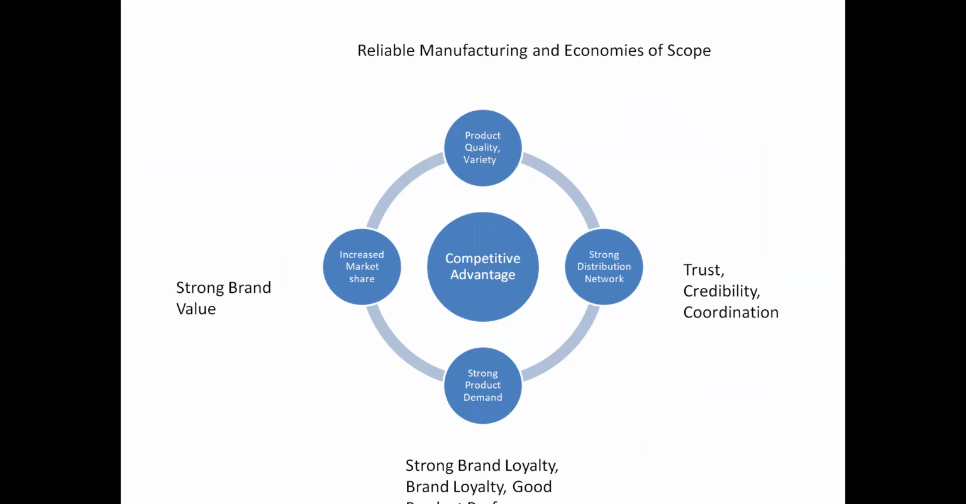This is the activity map, and we have identified a series of well-coordinated activities behind each of those core competencies leading to competitive advantage. First, we look at product quality and variety. It is because of reliable manufacturing and economies of scope. Then we look at the strong distribution network. It is because of trust, credibility, and coordination among the distributors network and the warehouse distributors and the central warehouse locations in each of those 6 countries.